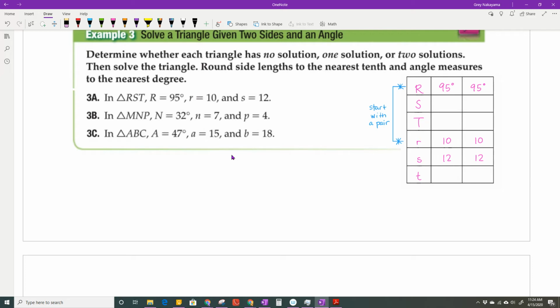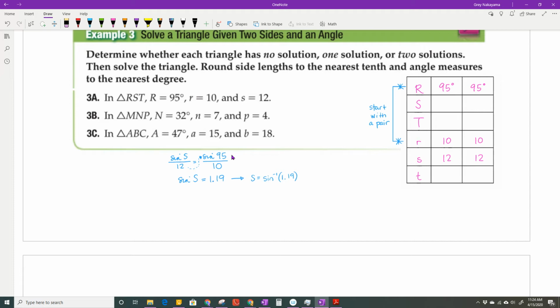But I'm going to start with what I know, which is the sine of 95 over 10 equal to the sine of S over 12. Okay, remember, when you put what you're looking for on top, all you have to do is move the bottom one to the top of the other side. So the sine of S equals 12 times the sine of 95 divided by 10. Now, I went ahead and put it in my calculator. Remember, whenever you're looking for the angle, that's the inverse sine button.